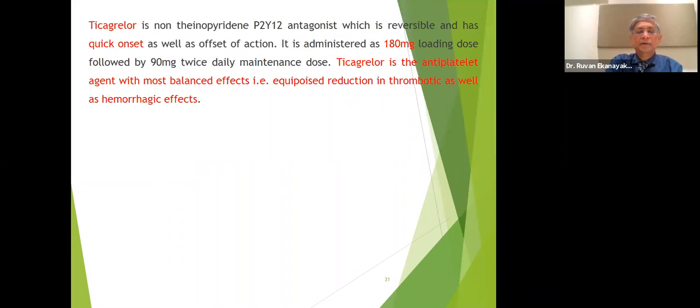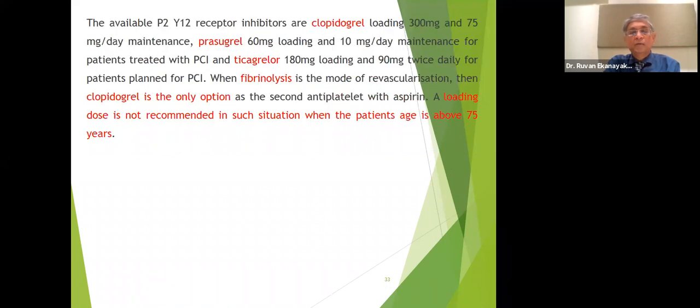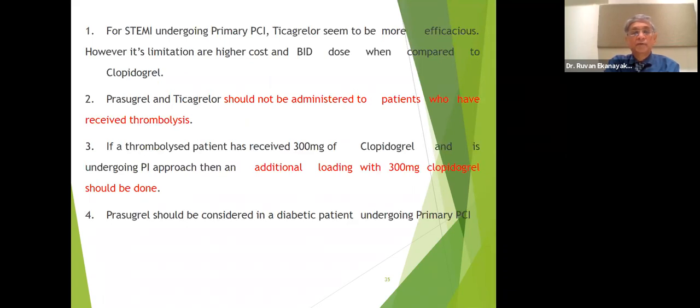Ticagrelor is the one that is very well known, 180 milligrams of loading dose, and this can be combined with aspirin. Even prasugrel can be combined with aspirin, and in fact, dual antiplatelet therapy is what is recommended in the initial stage. Now, the intravenous GP2B3A receptor antagonist, that is abciximab, and the other agents are now not routinely used. And what we use in this country is the loading doses of aspirin plus clopidogrel or aspirin plus ticagrelor.